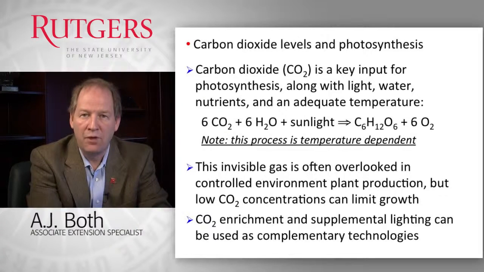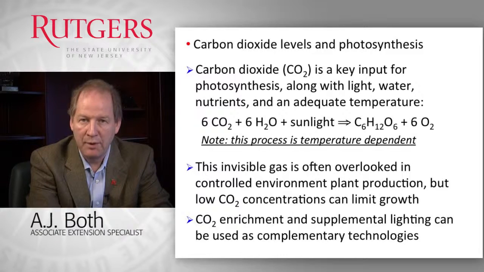Carbon dioxide obviously is very important for the process of photosynthesis. Plants use carbon dioxide and water and combine it with the energy provided by sunlight to produce the building blocks for plant growth and development, and also, of course, produce oxygen. But the important thing to remember is that this process is temperature dependent. So as the temperature of the plant environment changes, this process goes faster or slower.